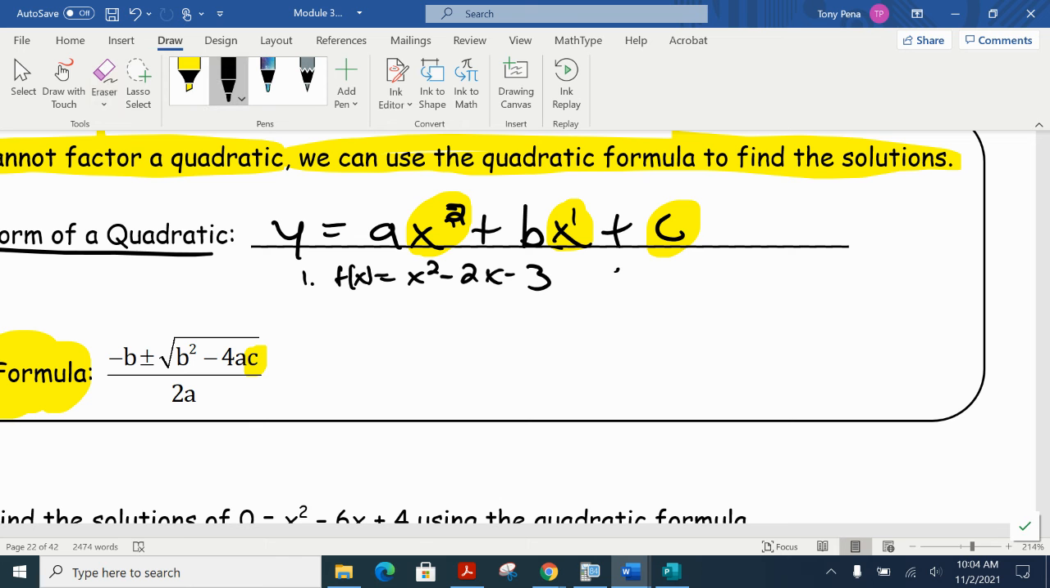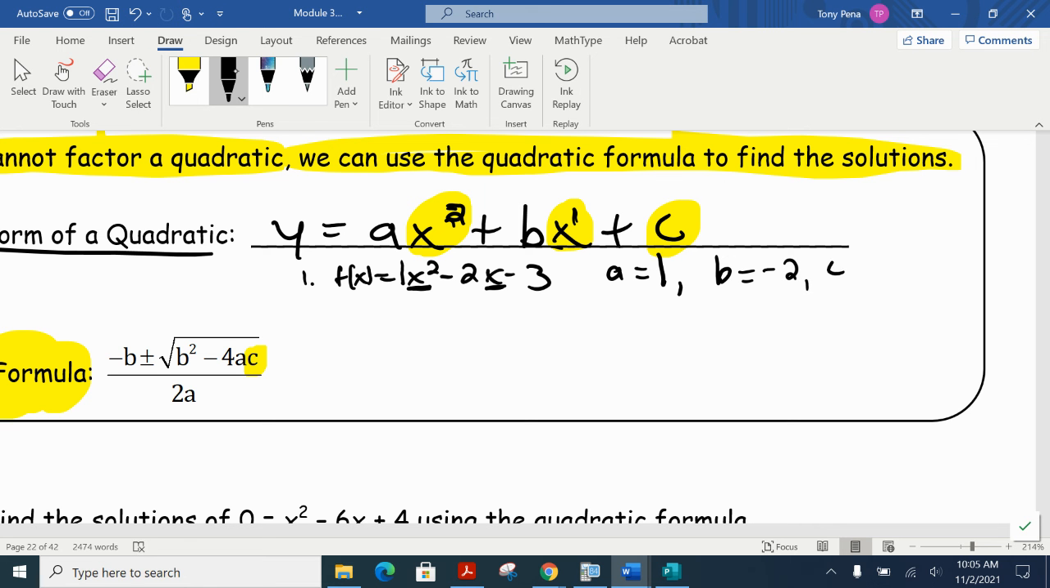So I need to identify what is my a. So a is the number in front of our squared term. So here is the squared term right here. Notice how there's nothing written in front of it. So that implies that there's just a 1 right here. So our a is going to be a 1. Then we need to identify what our b is going to be. The b is the number in front of the x to the first term. So here is x to the first. The number in front of that is a negative 2. So the variable b is a negative 2 in this problem.